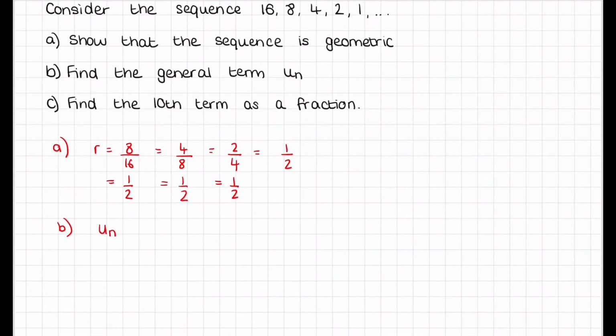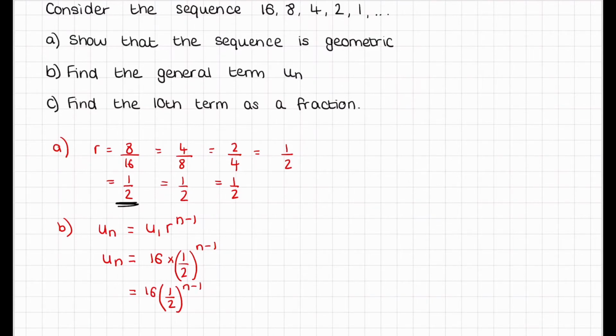Our general formula is un equals u1 multiplied by r to the power of n minus 1. So it's still going to be un. Now u1 is our first number in the sequence, which is 16. And our r, we've just worked out before, is a half. So it's going to be 16 times a half to the power of n minus 1. You can write it that way. You don't need to write the times symbol if you don't want to. You can just write 16 and then a half to the power of n minus 1.